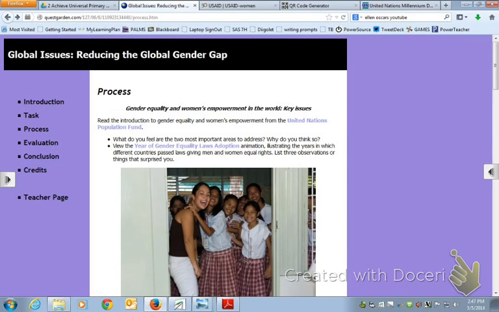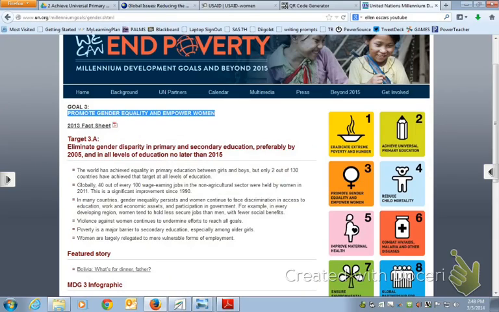Hey guys, today in class we started talking about Millennium Development Goal 3, and actually we're probably just going to talk about it today. I'm not sure if it'll carry into tomorrow or not, because we have to start moving pretty quickly. The third Millennium Development Goal is to promote gender equality and empower women.